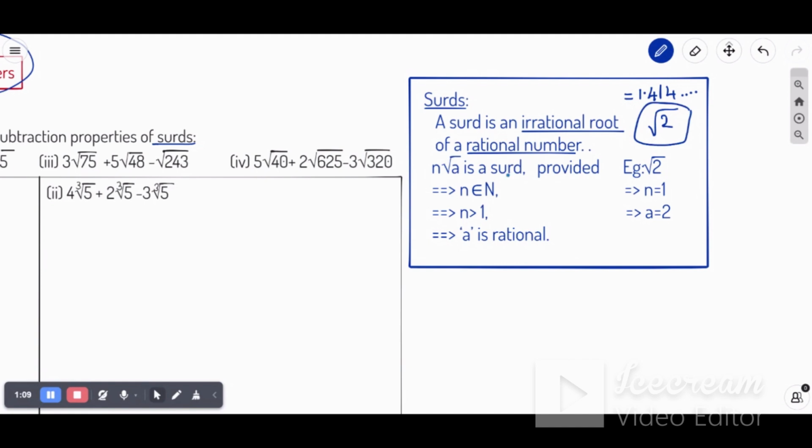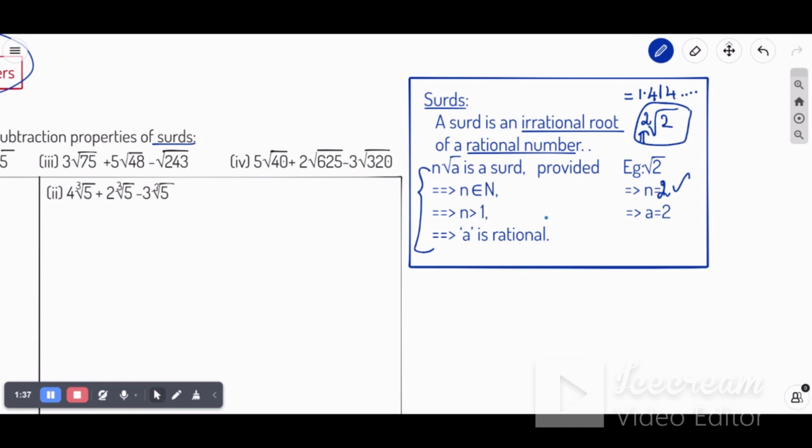Okay, and there are some conditions you have to follow for a surd. The nth root of a is the surd. n means you put here, I have taken 2. The square root of 2, right? So the square root of 2 is the surd. Here n is equal to 2 and a is also equal to 2. It is a surd provided that n belongs to N. So this is our small n, and this small n belongs to capital N, the natural numbers.